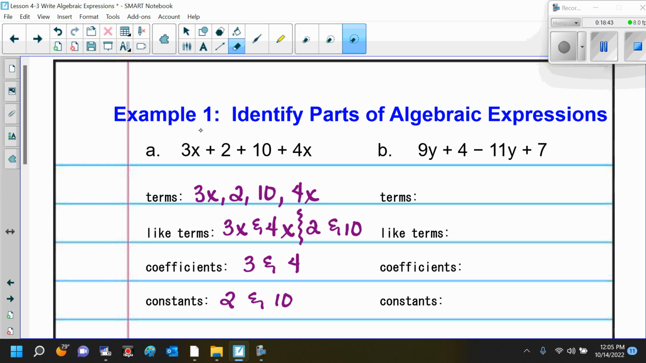All right. So with your table partners, I want you to identify those things in example 1b. Take 2 minutes.